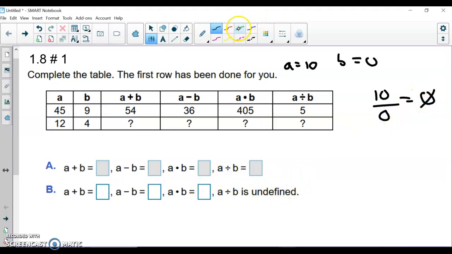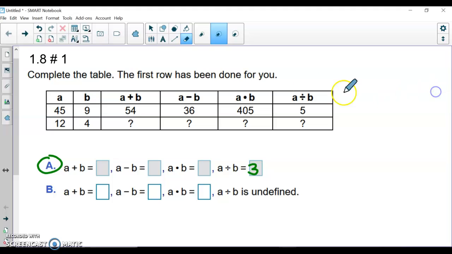Now, we're not going to choose that option here. We're going to choose this option because here they're giving us an option to actually specify what A divided by B is. It's not undefined. If A is 12 and B is 4, then A divided by B is 3. Again, very strange problem. I'm glad this was sent to me. The way they set it up is needlessly confusing, I would say.